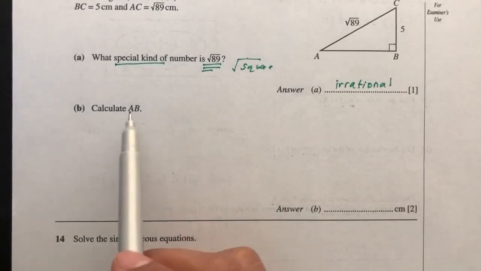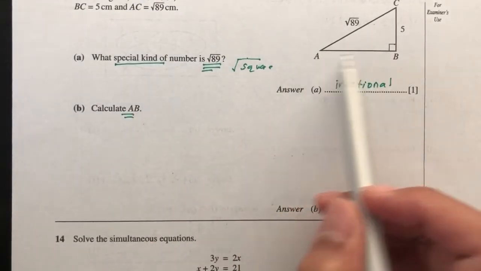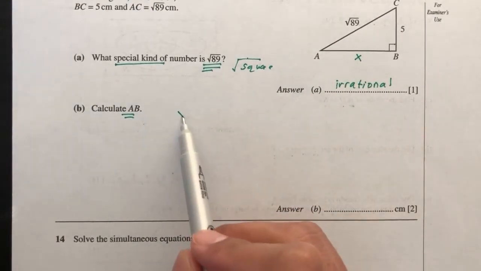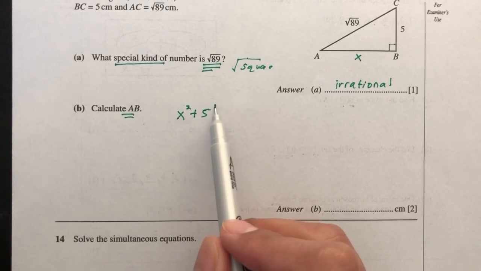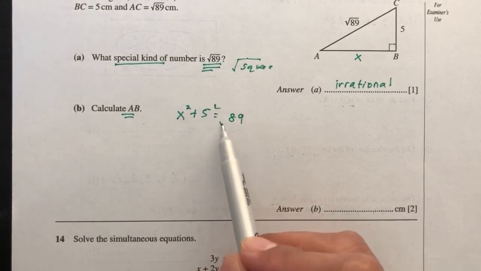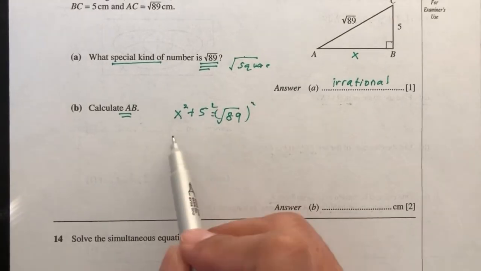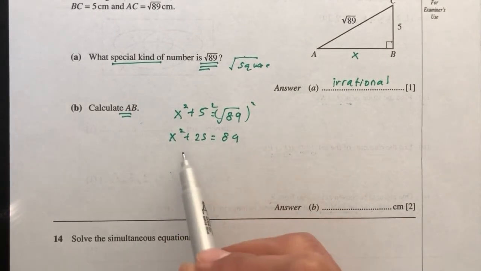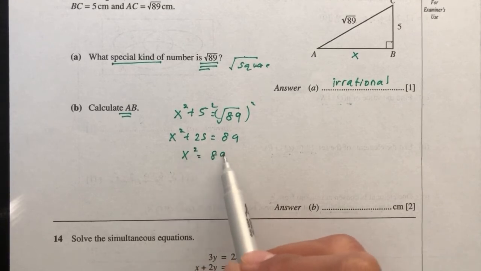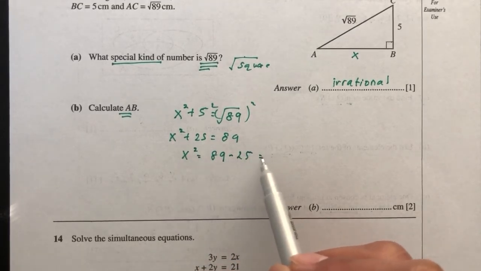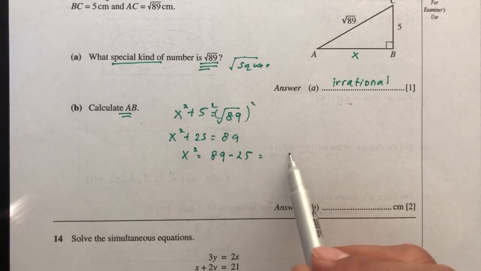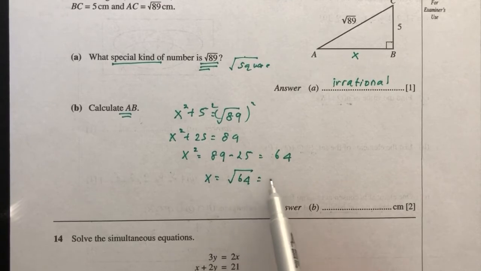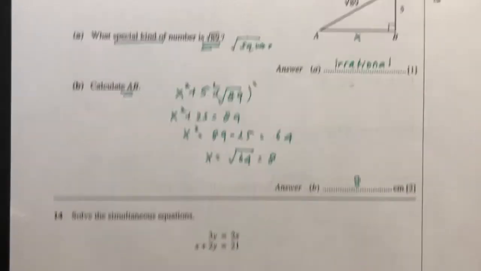Part B, calculate the side of AB. So you will find this by using Pythagoras theorem. So let's call it x. So we know that x squared plus 5 squared equal to 89. So we have x squared plus 25 equal to 89. So x squared will be 89 minus 25. That will be 64. So x will be square root of 64. That will be 8. So answer part B, 8.